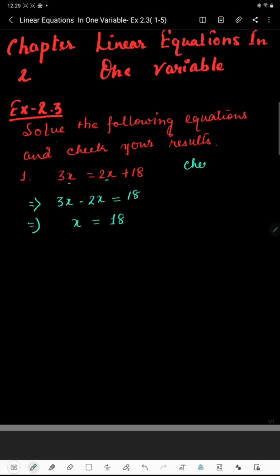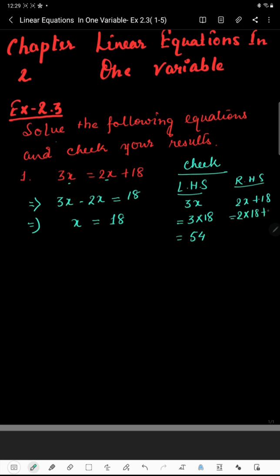Now how to check this? As you know, when the equal sign is there, the portion before the equal sign is called the left hand side and the portion after it is called the right hand side. So on the left hand side we have 3x, so we'll just put the value of x here. On the right hand side we have 2x plus 8, so we'll put the value of x here as well.